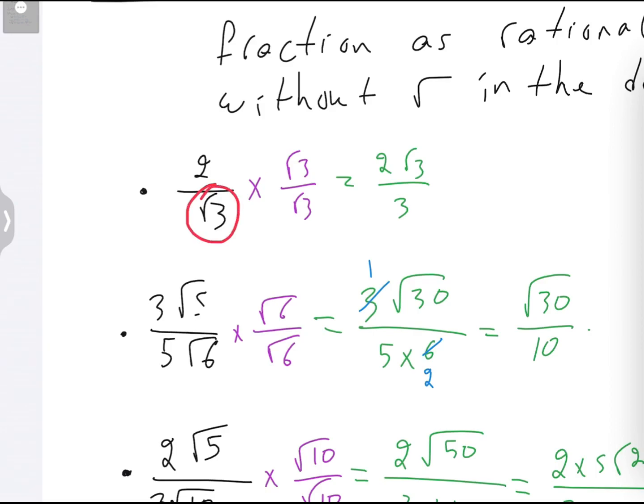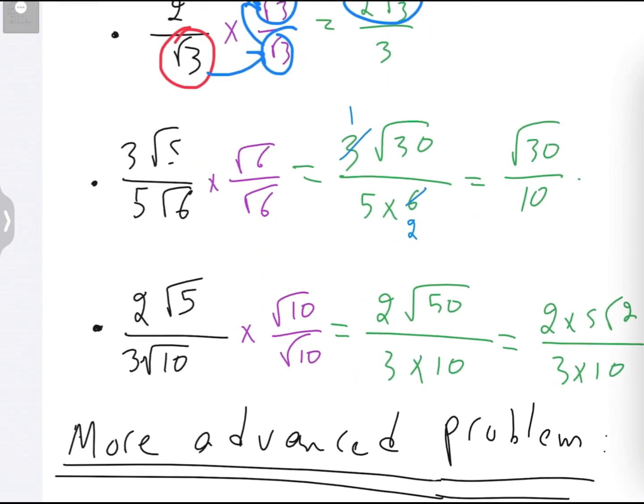3. How can we eliminate radical 3? We multiply it by itself, radical 3. If we multiply down by radical 3, we have to multiply up by radical 3. So the answer will be 2 times radical 3 up, which is 2 radical 3. Down, radical 3 times radical 3 is 3. And hence we write this fraction in its rationalized form.